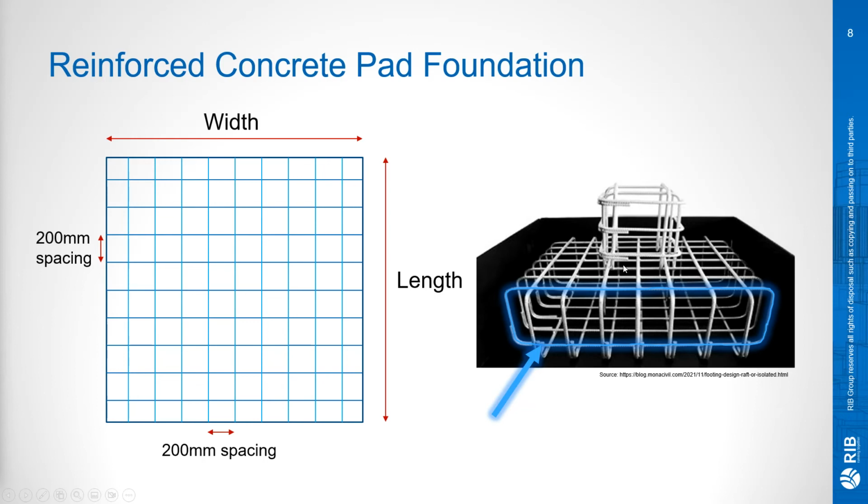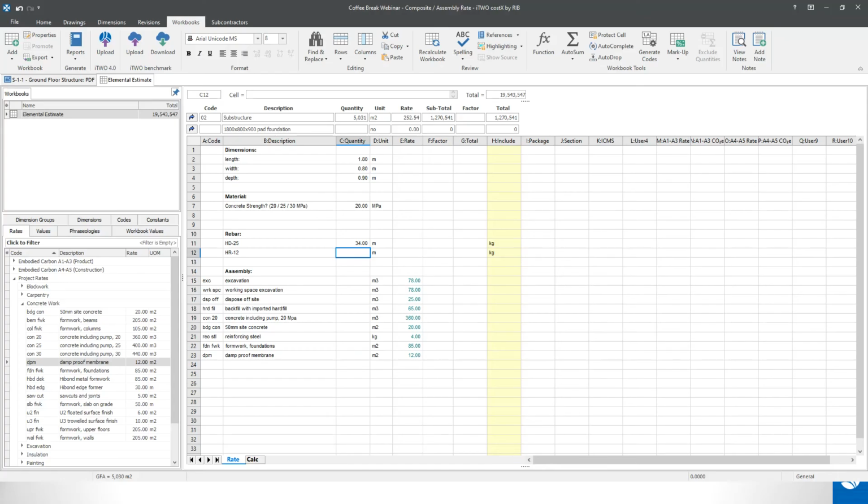So we've already allowed for a mesh at the top and bottom, but now we want to allow for the cage calculation. So the full stirrup length over there, which is obviously going to be a bit of a complex calculation. So let's switch back to costX and start building that up.